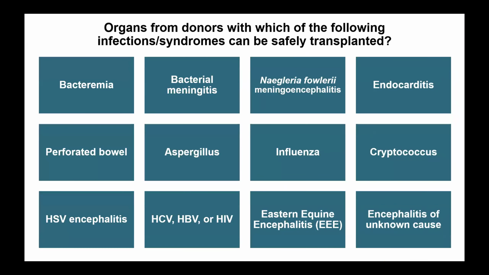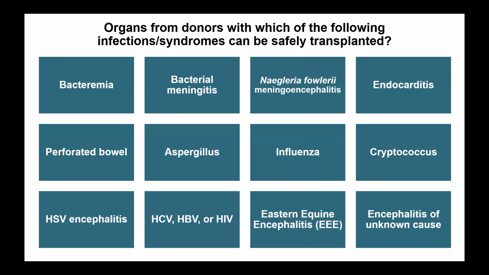So now I'd like you to look at this checkerboard, if you will, of 12 different infections or syndromes, and think whether or not, if you were to encounter a donor that had these infections or syndromes, you feel that organs from these donors could be safely transplanted. So these are donors that are bacteremic.